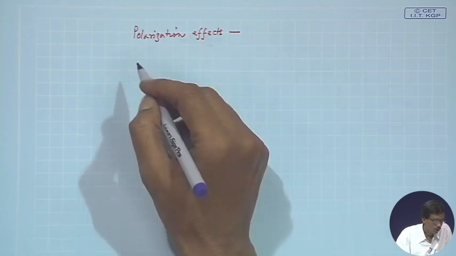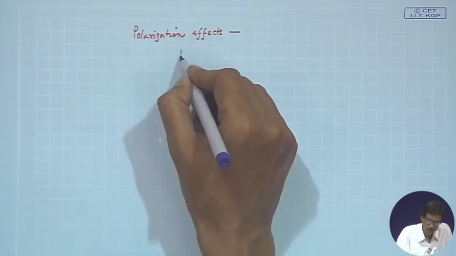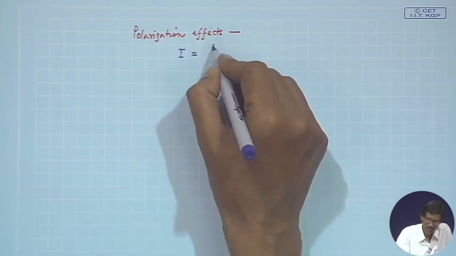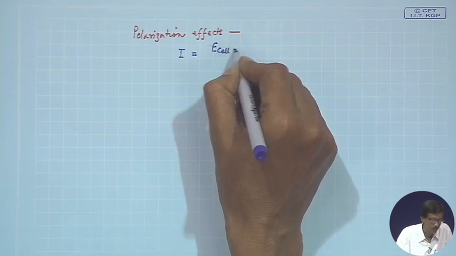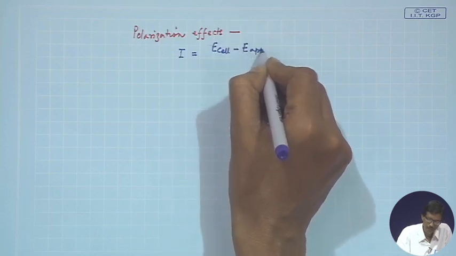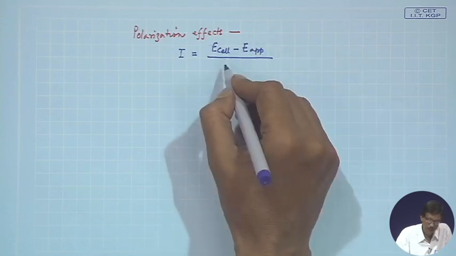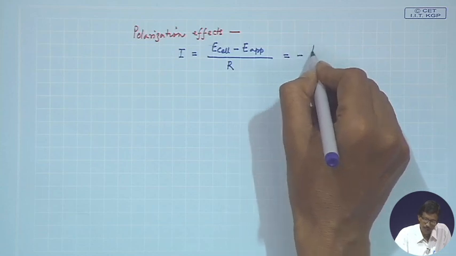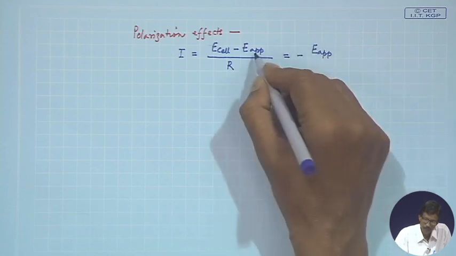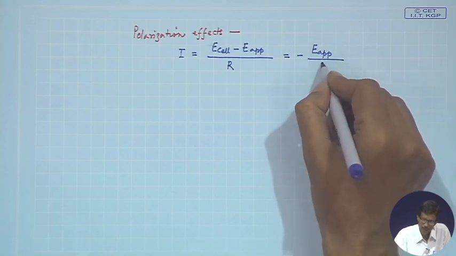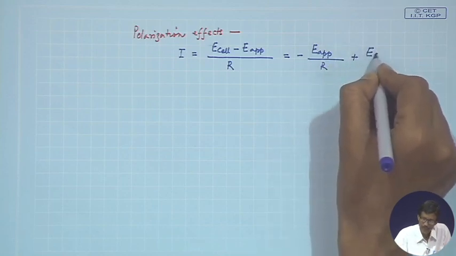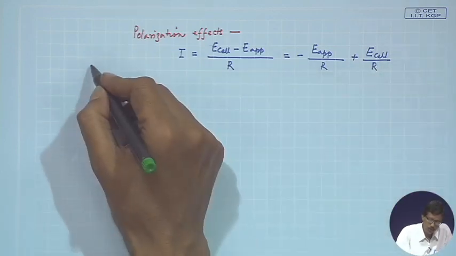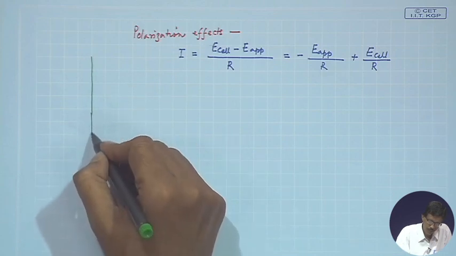Now, if we want to plot the corresponding amount of current, that means I, we get from that the total is E cell minus E app, that means the applied potential, divided by the resistance R, which is therefore minus E app divided by R plus E cell divided by R.